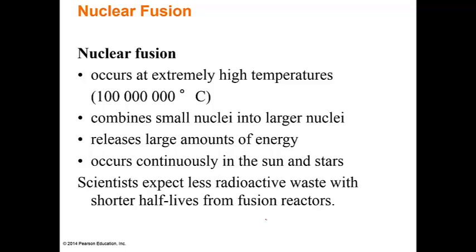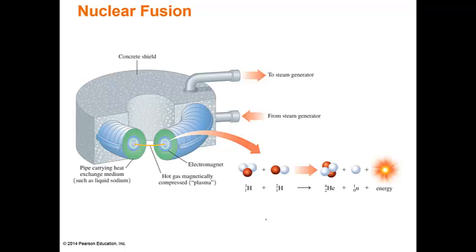And if we think about how life on our planet works, we need the sun's energy in order for us to survive. So scientists expect less radioactive waste with shorter half-lives from fusion reactors. So if we look at this nuclear fusion, you've got a pipe carrying heat exchangers, hot gas, magnetically compressed plasma. All right, you bombard two hydrogen atoms together. It's going to create a helium atom releasing one neutron and then energy from it. Okay.